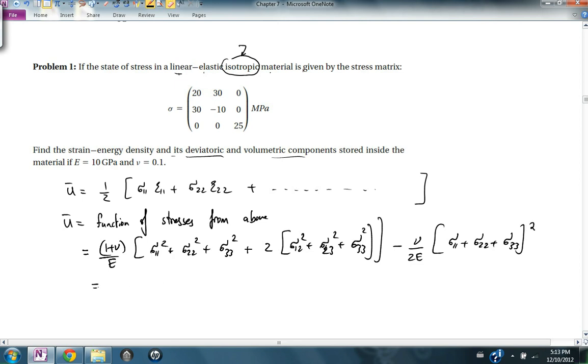and this will be equal to 0.155. The energy is obtained by multiplying the stresses by the strains. So this is mega Newton meter, and this is per volume, so per meter cubed.